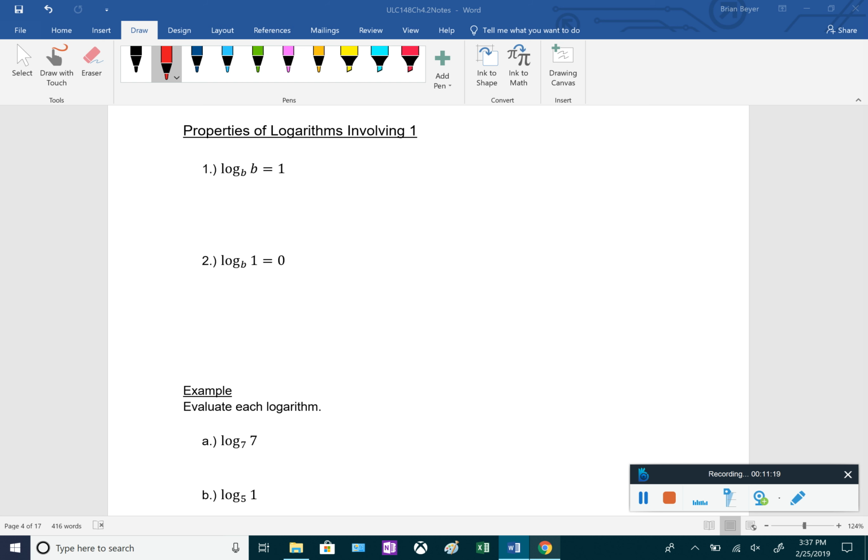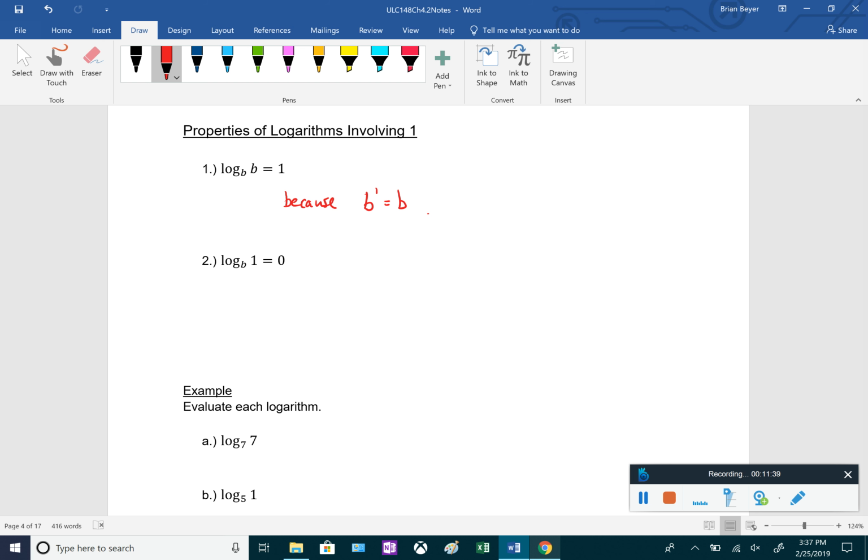So converting this into exponential form, because if we put this into exponential form, this would be b to the first power equals b, which we obviously know is true, right? Because b to the first power is just b. So that hopefully makes more sense in exponential form.